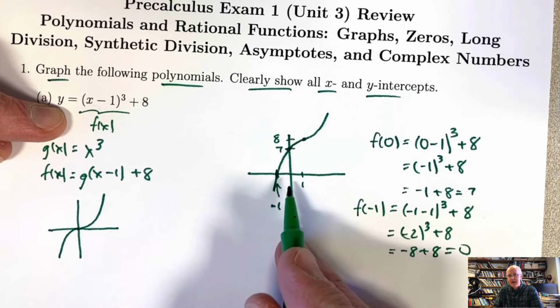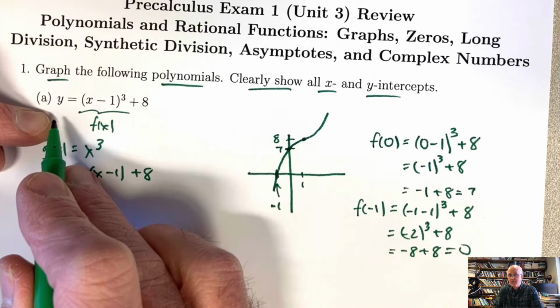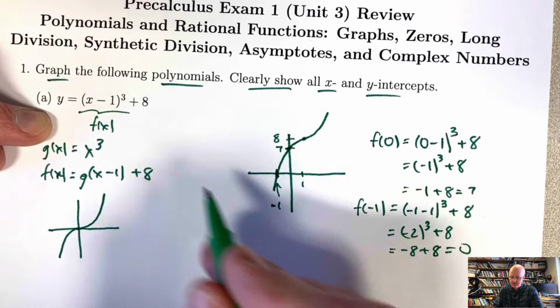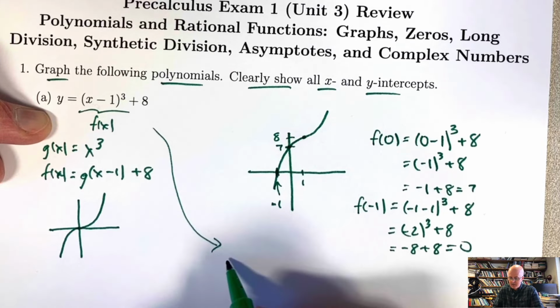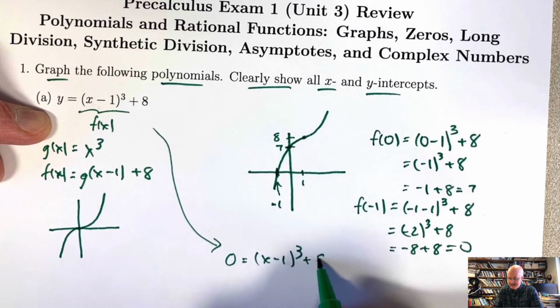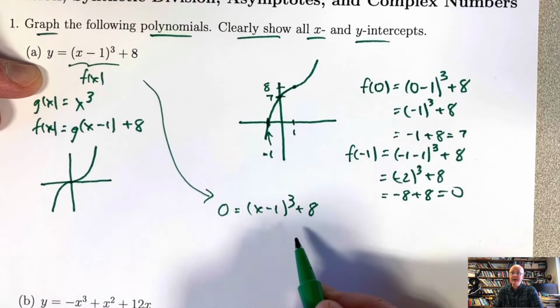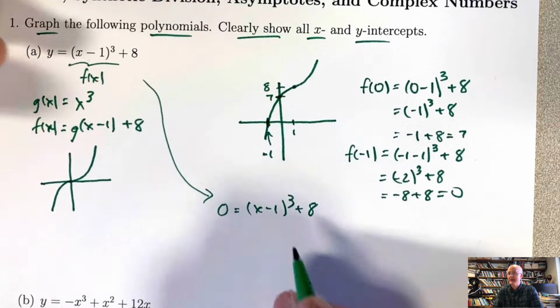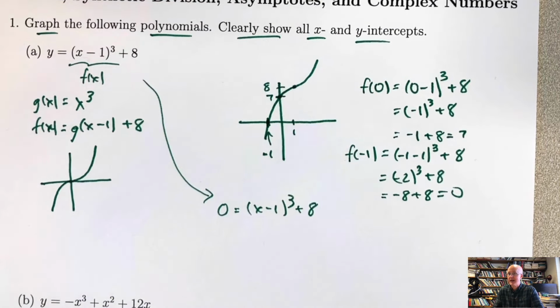For the x-intercept, y is equal to 0. So we would want to solve for x by setting y equal to 0. If we do that, we get 0 equals (x minus 1) cubed plus 8. This looks like it might be a difficult equation to solve, and in fact, if you expand it out into standard form, it would look really difficult.